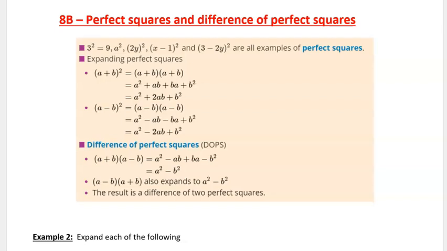Perfect squares come from taking a whole number like 3 and squaring it. So 9 is a perfect square because 3 times 3 is 9. These are all examples of perfect squares. This term, 2y, a whole number with a variable, squared, that's a perfect square. And notice that that's the whole thing squared, not just the y squared. So these are examples of perfect squares.